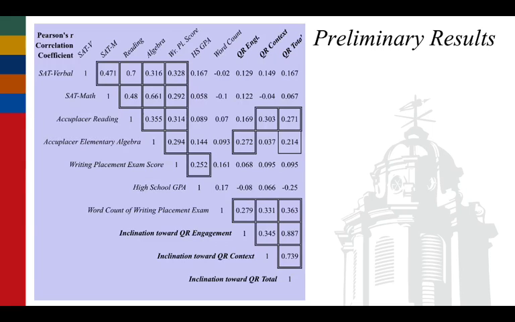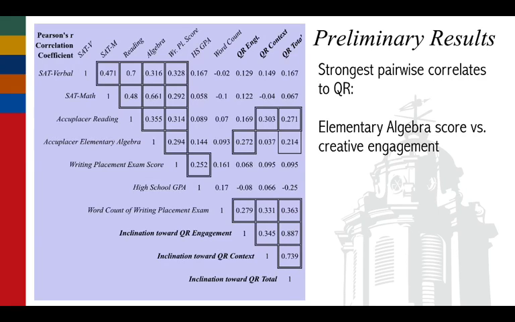So here are some pairwise correlations between the other things that we knew about the students and their quantitative engagement and context scores. Those are these 3 columns here on the right. This quantitative engagement, this is the creative engagement column, and this is the contextual engagement column. So it turns out that the strongest pairwise correlates to their quantitative reasoning inclination on the creative side are their elementary algebra scores, as well as their writing placement scores. So those two kind of have an equal footing here.